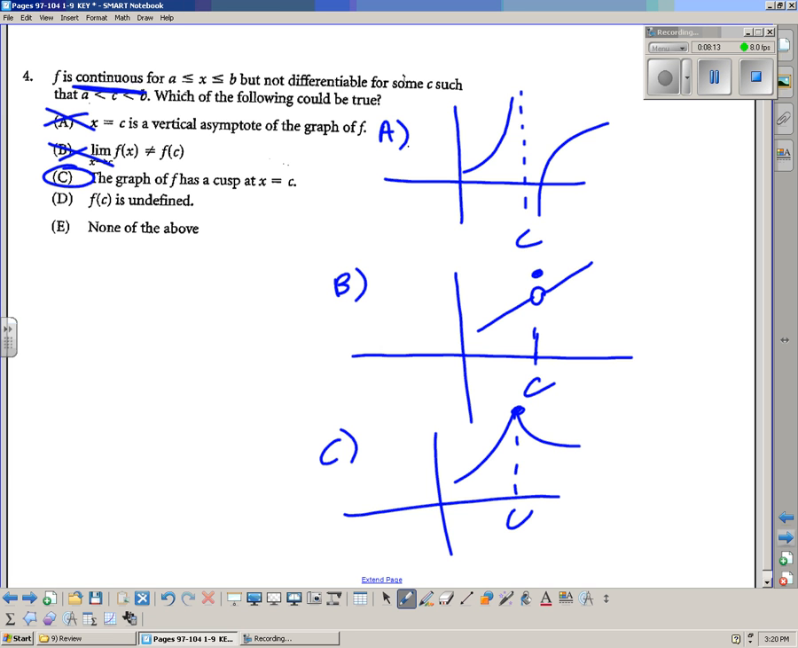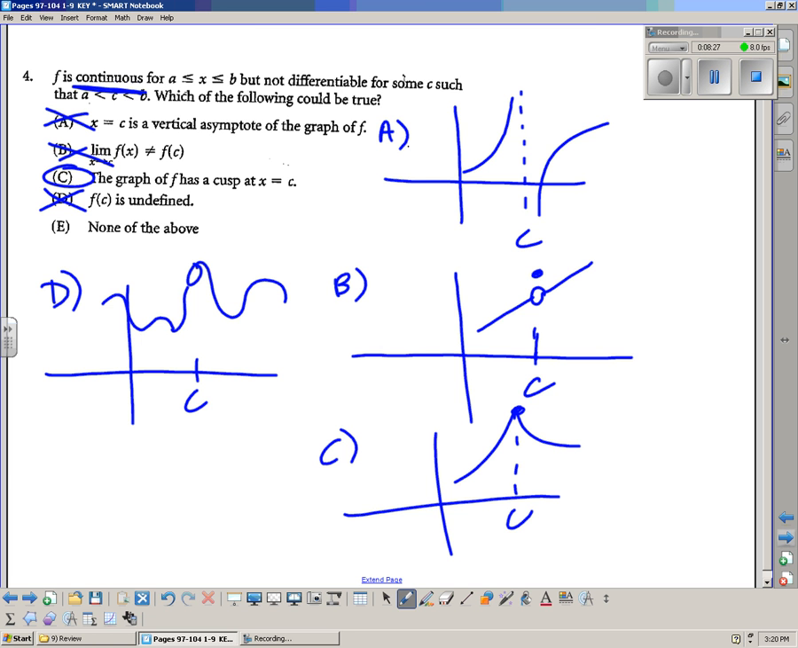F of c is undefined. Well, if f of c is undefined, that means there's no number. So whatever that graph's doing before and after it gets to c, at c there is no number. There is a hole of some sort at c, which would make it not continuous. And none of the above is not true because we have c as the answer. So choice 4 was C.